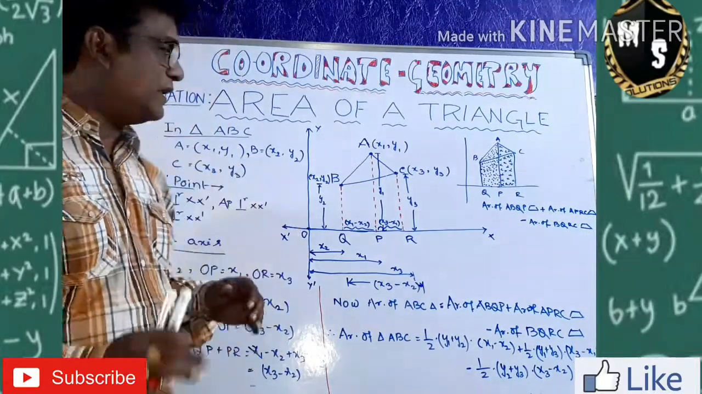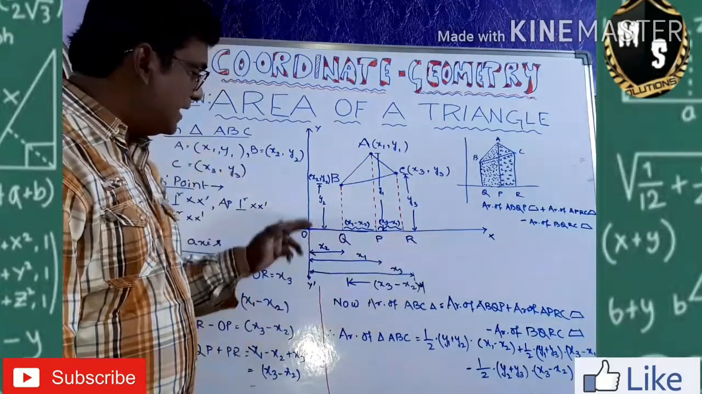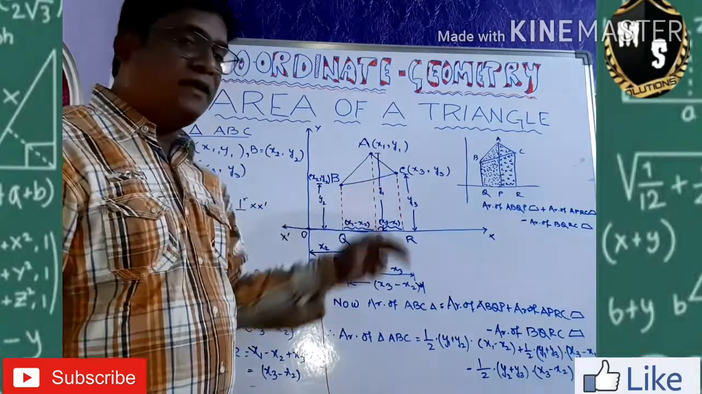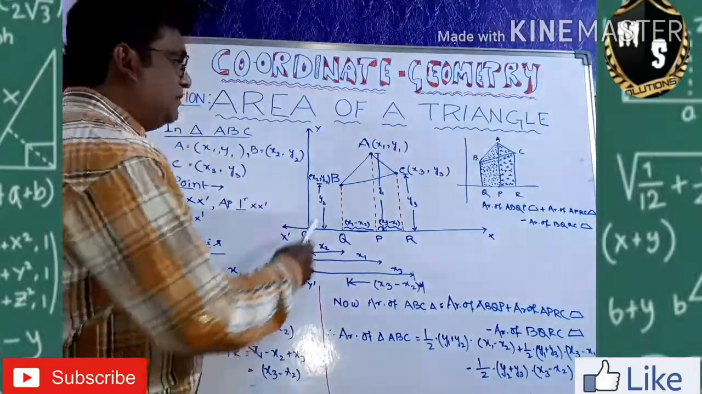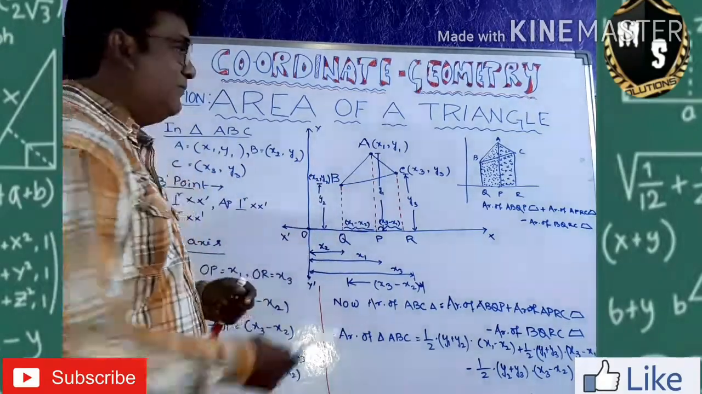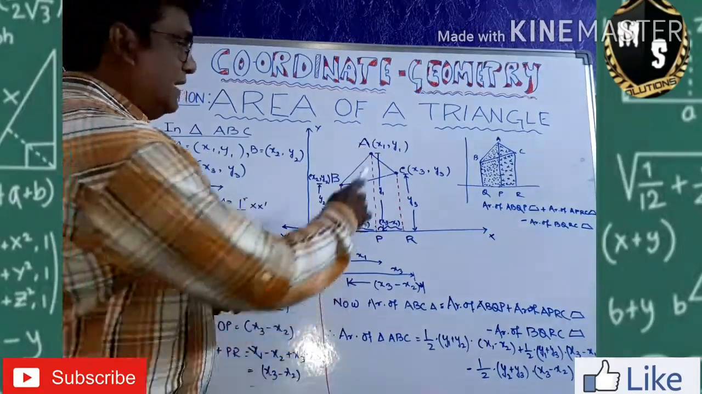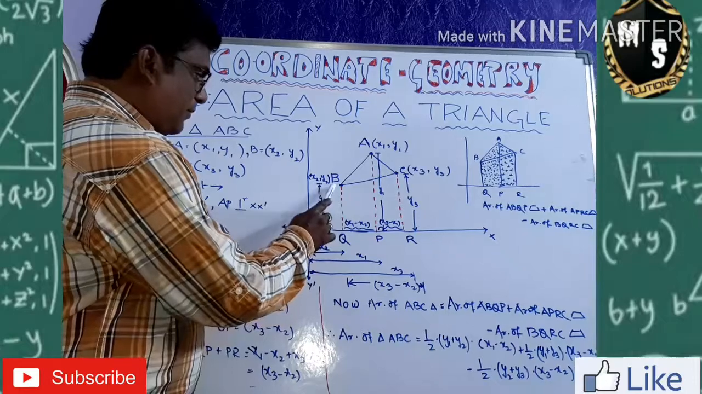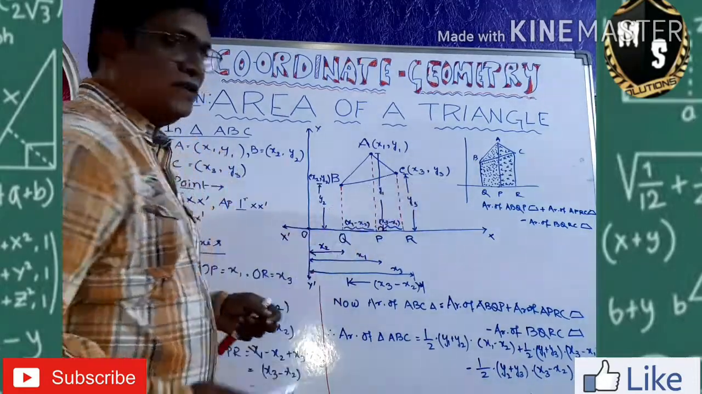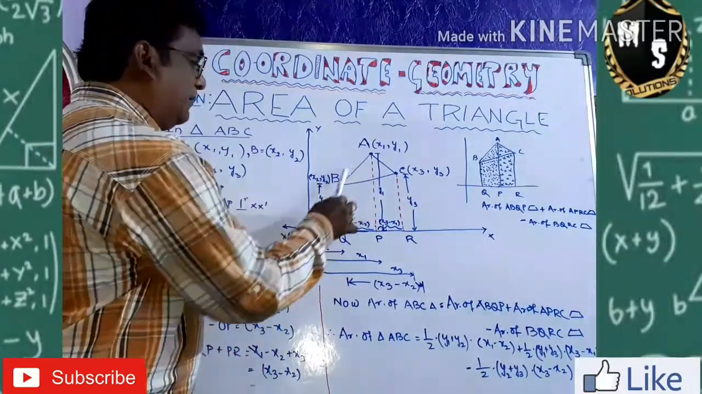Now you see what I did. I just went to a Cartesian plane. In that Cartesian plane, in my first quadrant, I took a triangle. The name of the triangle is ABC. According to that, I gave my coordinates also. A point coordinate is x1 and y1, B point coordinate is x2 and y2, and C point coordinate is x3 and y3. So these three coordinates I took for triangle ABC.